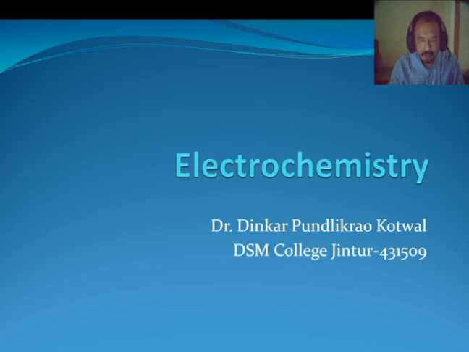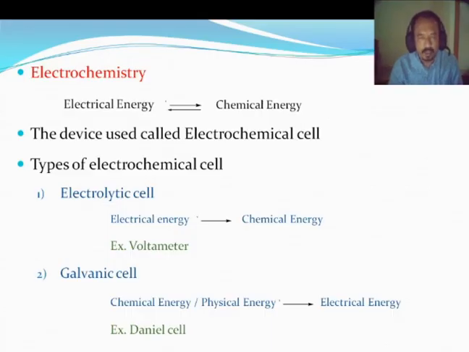The device which is used to carry out or to study these changes is called an electrochemical cell. Now that electrochemical cell is of two types. One in which electrical energy is converted into chemical energy. That cell is called an electrolytic cell. The example of electrolytic cell is a voltameter.